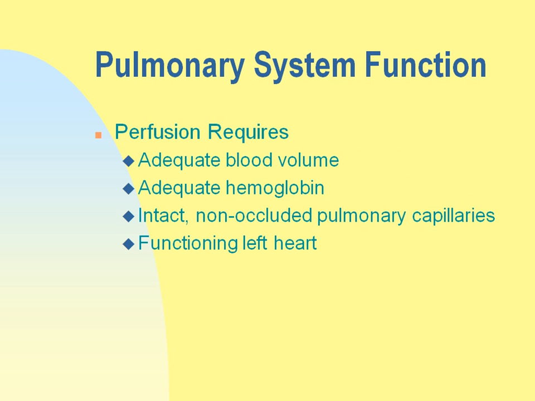Obviously, for perfusion, we have to have adequate blood volume. We've got to have something that's going to go round and round. We've got to have hemoglobin, and preferably hemoglobin that's not bound or defective. Some people have hemoglobin issues. There are two types of hemoglobin, alpha and beta, and some people only have the alpha. That kind of limits them right there. People with sickle cell only have that alpha.